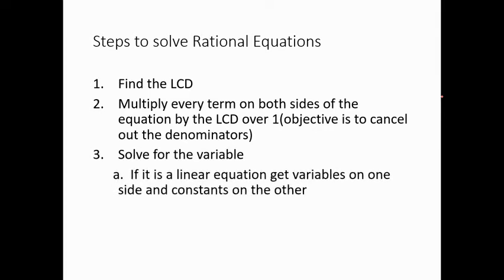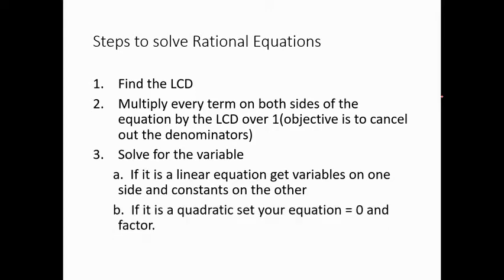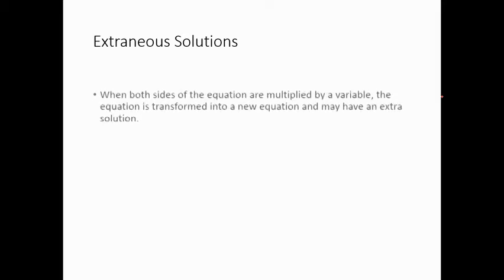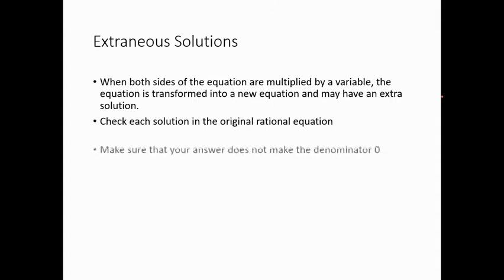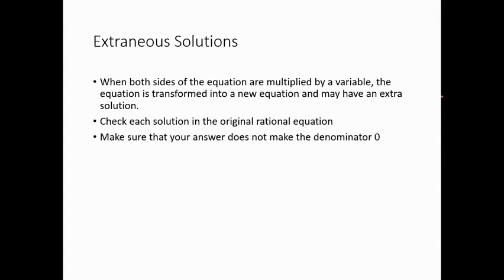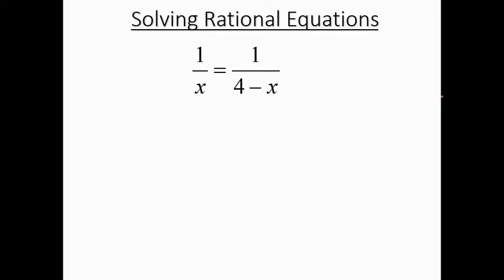Solve for the variable. If it is a linear equation, get all the variables on one side, constants on the other. If it's a quadratic, set your equation equal to 0 and factor. Be aware, there's a good chance for extraneous solutions. When both sides of the equation are multiplied by a variable, the equation is transformed into a new equation that may have an extra solution. So check each solution in the original equation. Make sure your answer does not make the denominator 0.